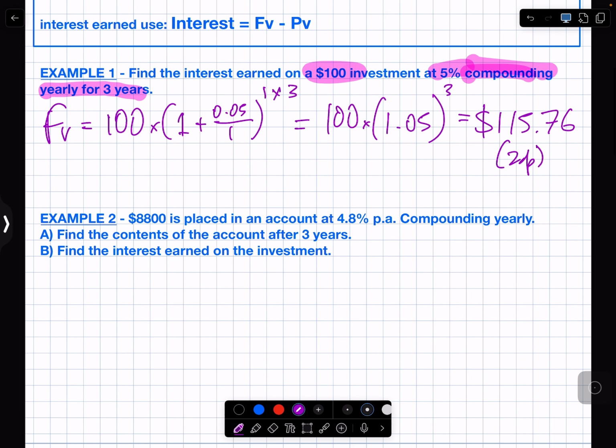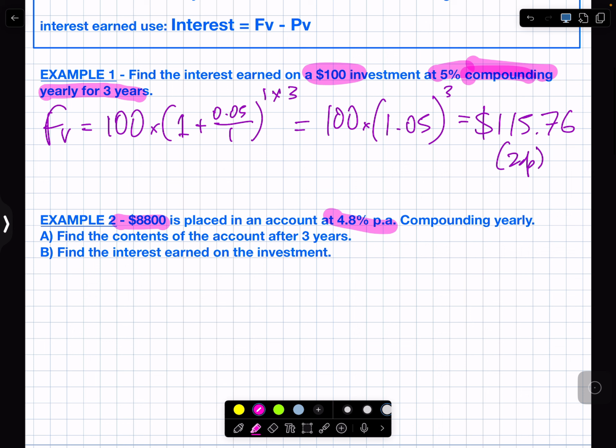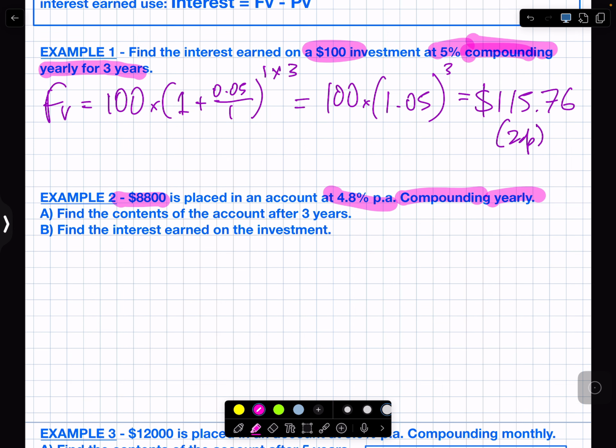Example 2. Have a look. 8,800 is placed in an account at 4.8% compounding yearly. What's the principal there? What's being put away? 8,800. That's the interest rate. How do I know I'm using today's formula? Because it says compounding. Yearly, K is going to be 1. Find the contents of the account.